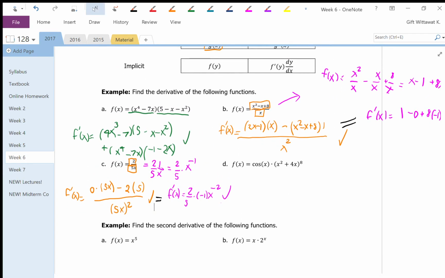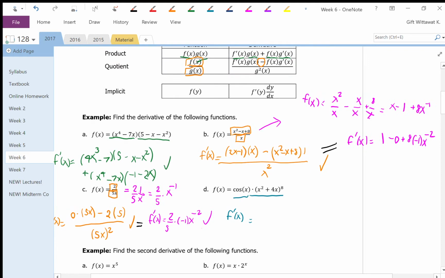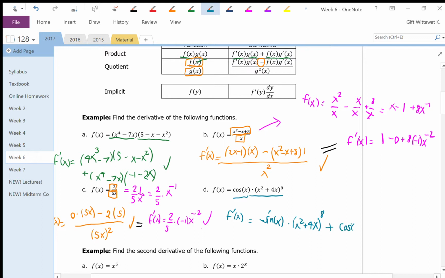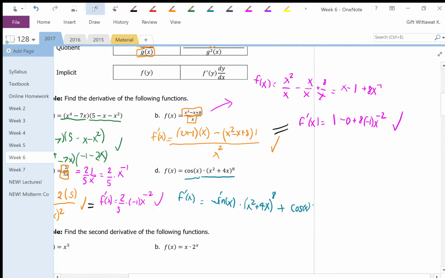Let me now try the last one. I have once again a product of two terms. So to find the derivative of this one, I'm going to have to use the product rule. The derivative of the first term, the derivative of cosine, is going to be minus sine of x, times the second term, which is (x squared plus 4x) to the 8, plus the first term, which is cosine of x, times the derivative of the second term.